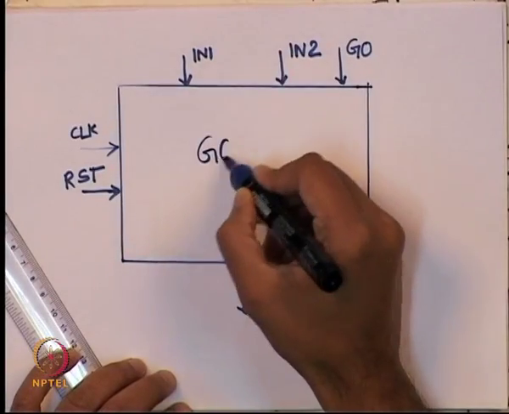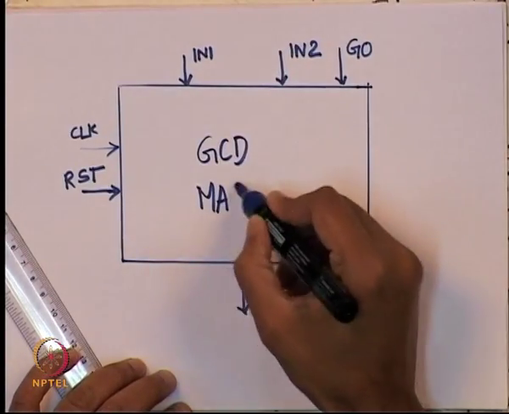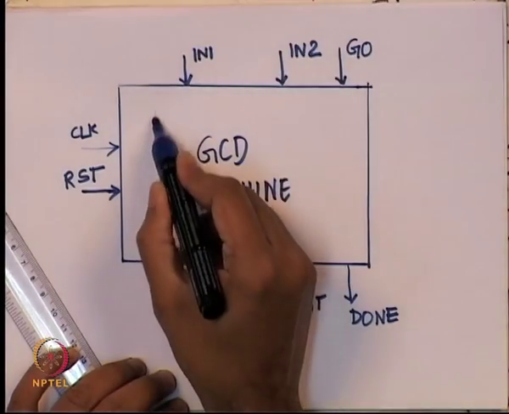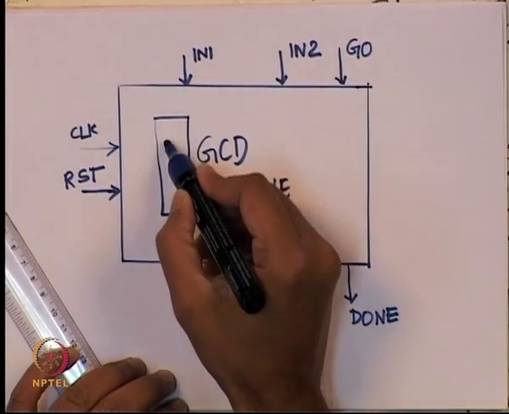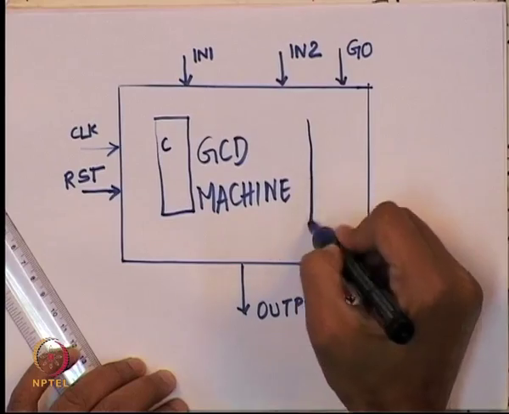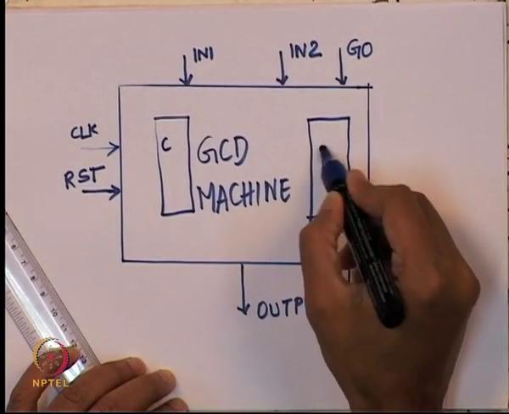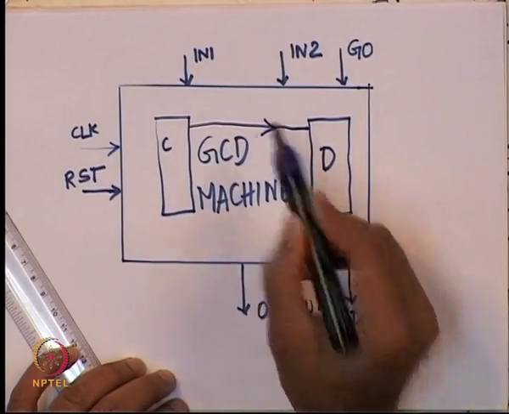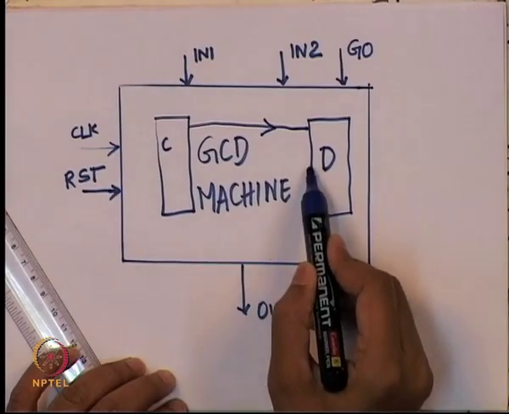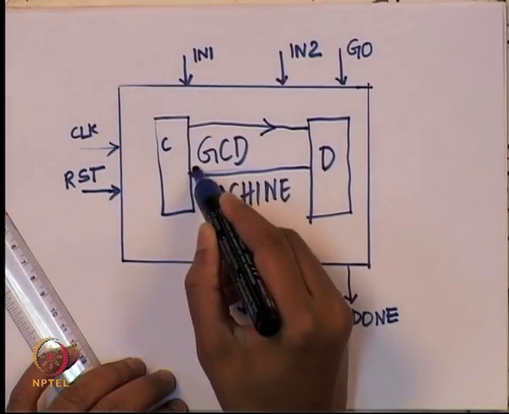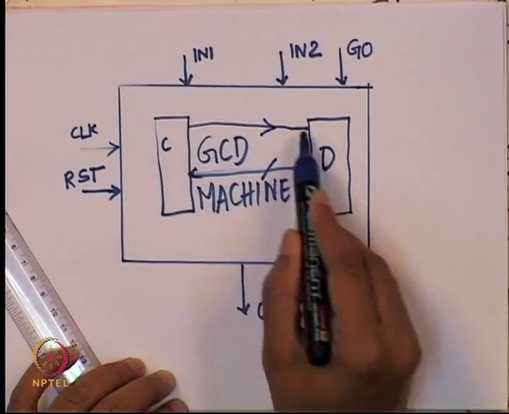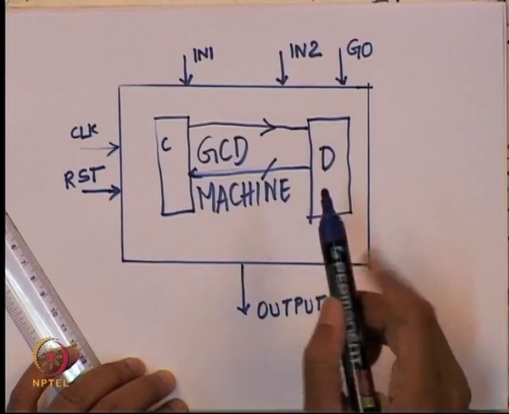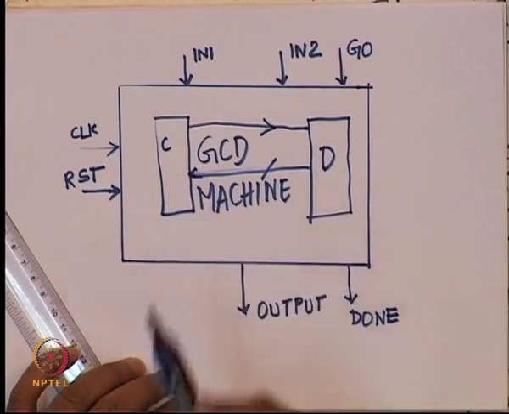So this I am going to call the GCD machine. If I go back and look at the GCD machine, it is going to have the controller, which I am going to just call C, and the data path, which I am going to call D. There are signals that are going to go from the controller to the data path, and there are signals that are going to come from the data path to the controller. So the control signals go from the controller to the data path, and some function of the data is going to come from the data path back to the controller.